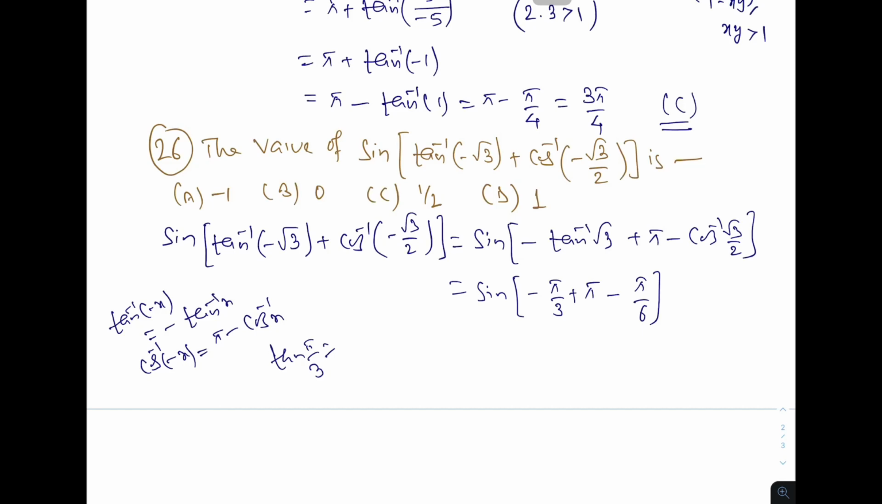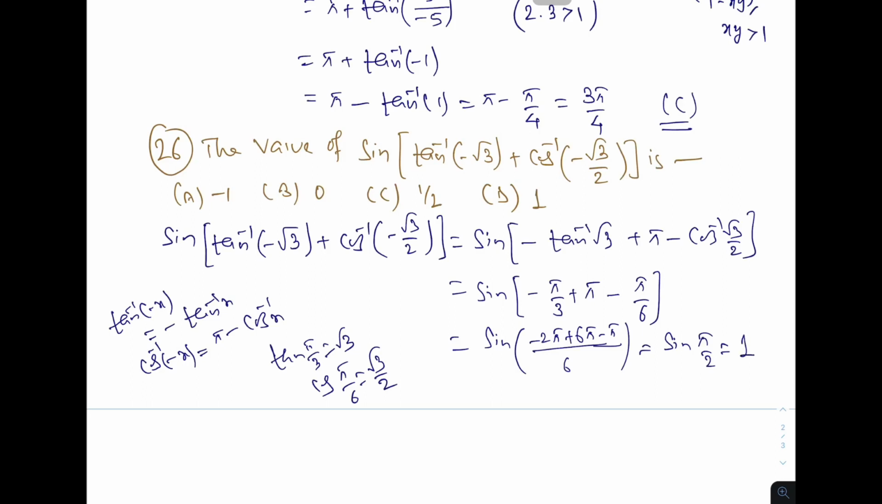Tan pi by 3 is root 3 and cos pi by 6 is root 3 by 2. So this is equal to, now you can simplify this. So this is 6 minus 2 pi plus 6 pi minus pi, and so this is nothing but sine of pi by 2, and so that is nothing but 1. So the answer is 1 here, D option.